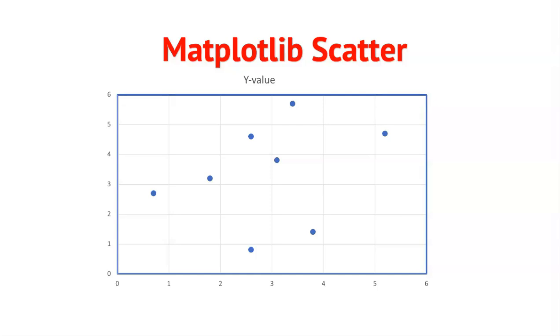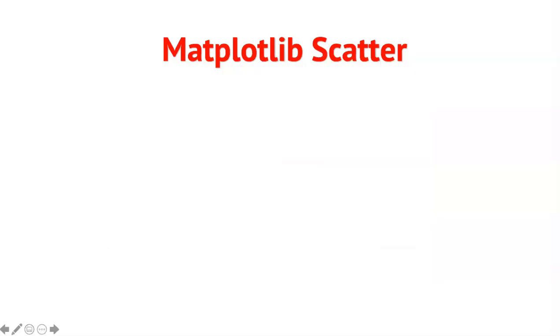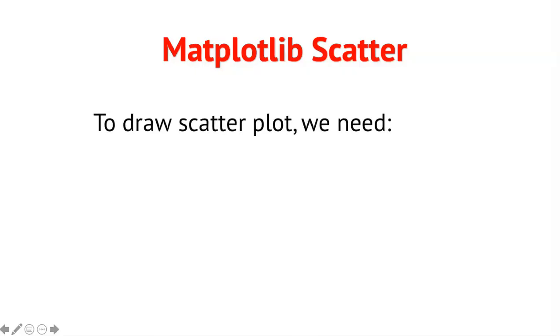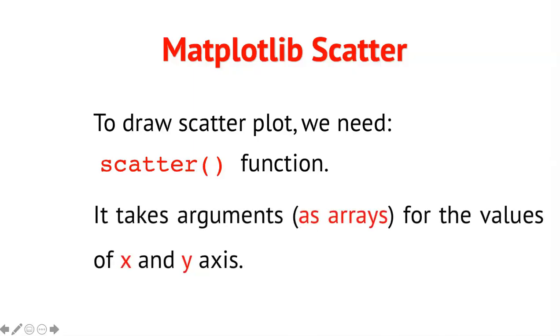Here you can see this is a scatter plot. For each x value, there is some y value denoted by these dots, which we call observations. So basically, it plots a relation between variables. To draw a scatter plot, we need a scatter function, and this scatter function takes arguments as arrays for the values of x and y axis. Now we'll write programs to plot scatter on Google Colab editor later on in this lecture.